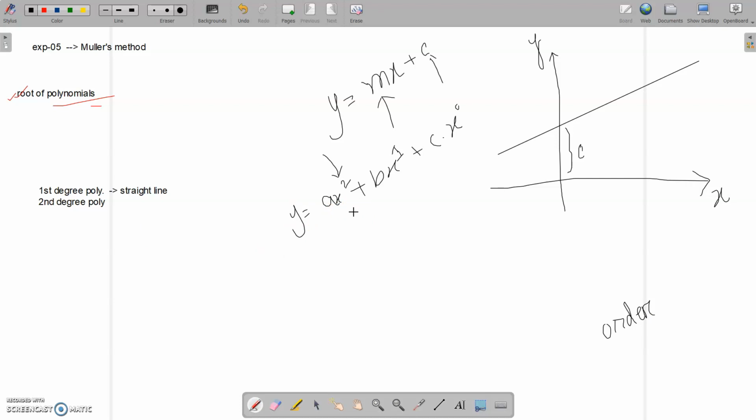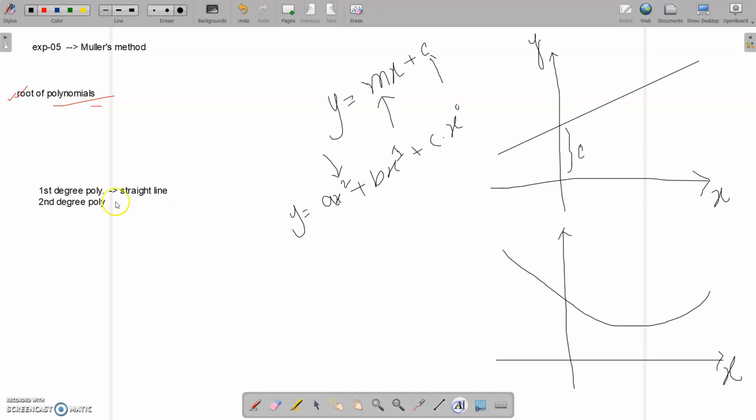So how should the curve of a second degree polynomial look? When I have something like this, the curve is no longer a straight line. It is a non-linear curve. It can be this shape, any shape, but a non-linear, curved line.